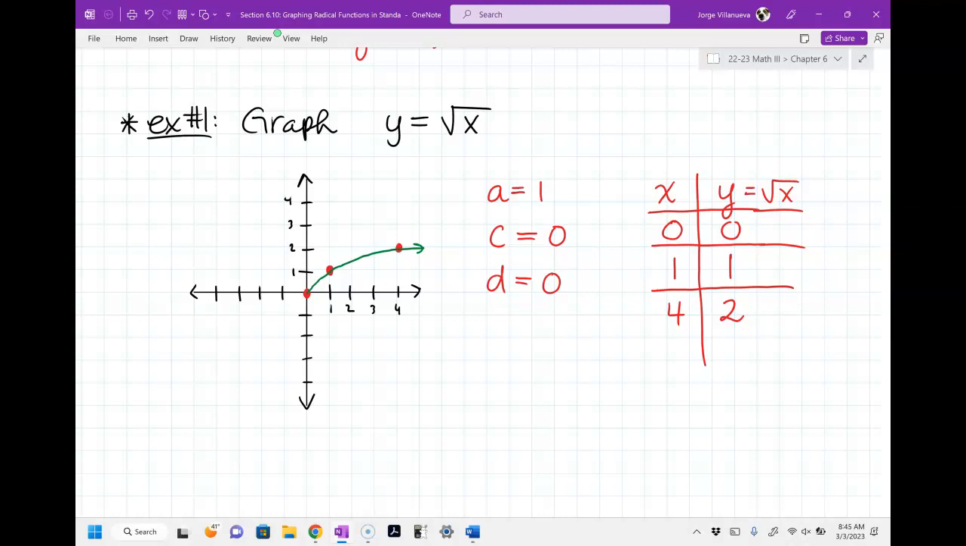The reason why I wouldn't pick x equal to 2 is because the square root of 2 is like 1.41 something. It's a little bit harder to graph. So I try to stick with numbers that give me good answers. Sometimes you can't, and that's okay. Just use your calculator. But if you can, stick with the numbers for x that give you nice values when you do this work.